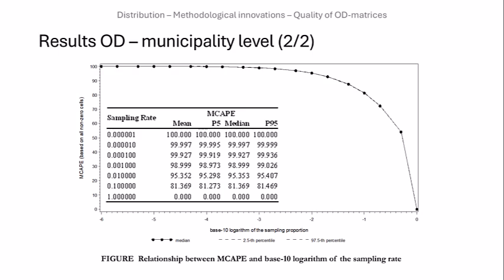Here, we see the results using the corrected measure, MCAPE. This metric filters out noise caused by asymmetry in the data, giving a more stable error estimate. Even so, the errors remain very large for low sampling rates. Again, the conclusion is that at the municipality level, surveys need extremely high coverage to produce reliable OD matrices.